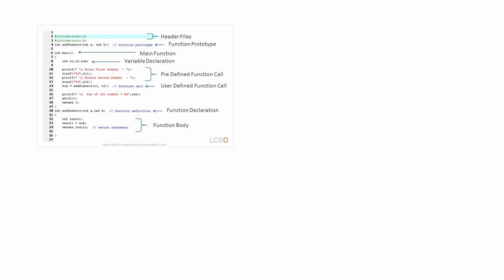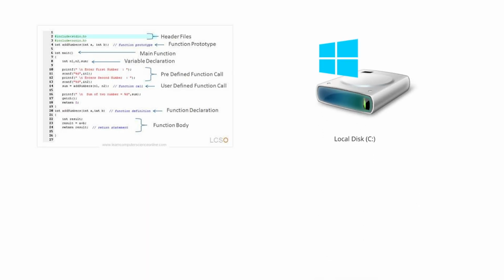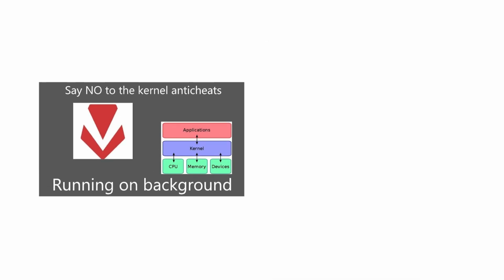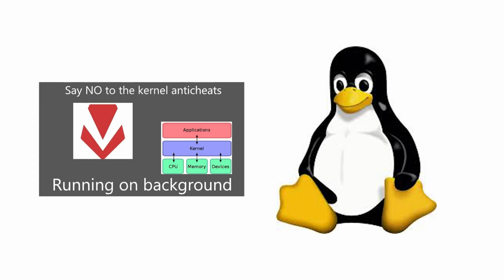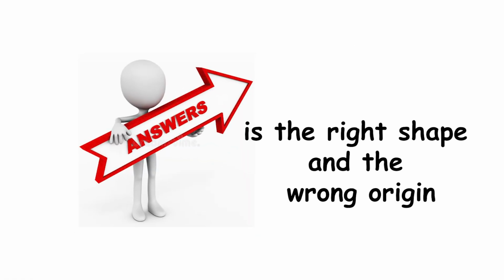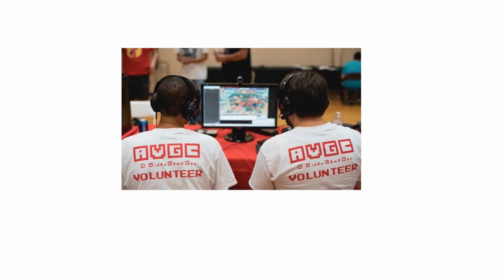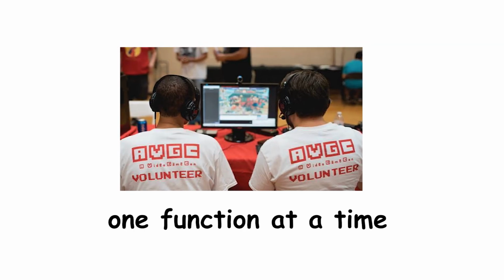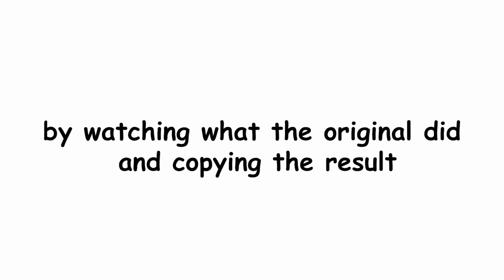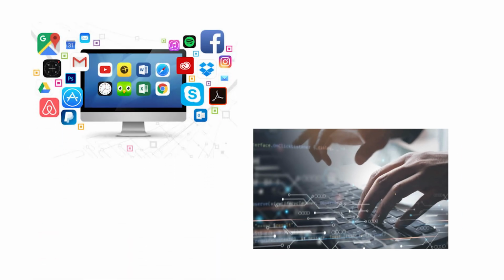Here's what makes this whole thing remarkable. The program never finds out. It asks for a C drive and gets a folder. It asks for the registry and gets a text file. It asks the NT kernel to schedule a thread and gets a Linux driver. Every answer it receives is the right shape and the wrong origin. Microsoft never opened the specification. They never had to. Volunteers rebuilt it anyway, one function at a time, by watching what the original did and copying the result. The software runs. It just doesn't know where it is.